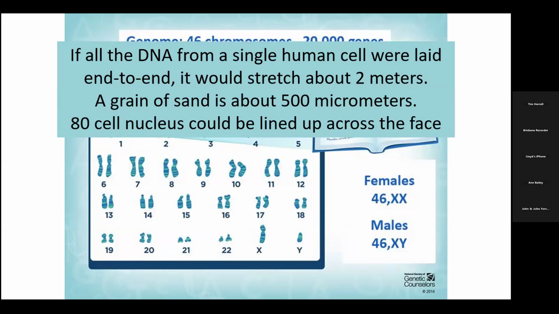I found this really interesting, and I actually don't know how it's possible. If all of the DNA in this one single human cell were laid end to end, it would stretch about 2 meters. It's not that long, is it? A grain of sand is around about 500 micrometers in diameter. If you were to take the cell nucleus out of those cells and line them up, you all know how big a grain of sand is, you would get 80 of those cell nuclei across the top of one grain of sand.